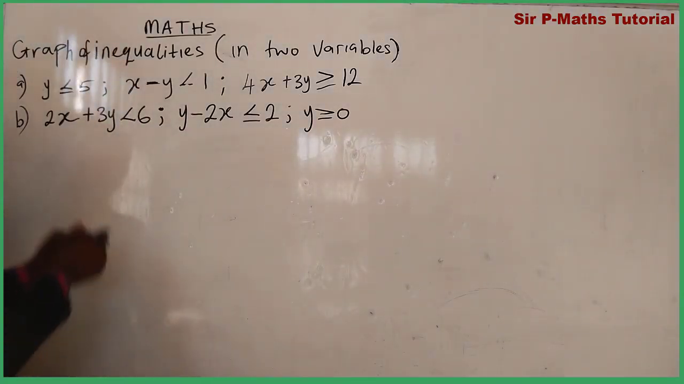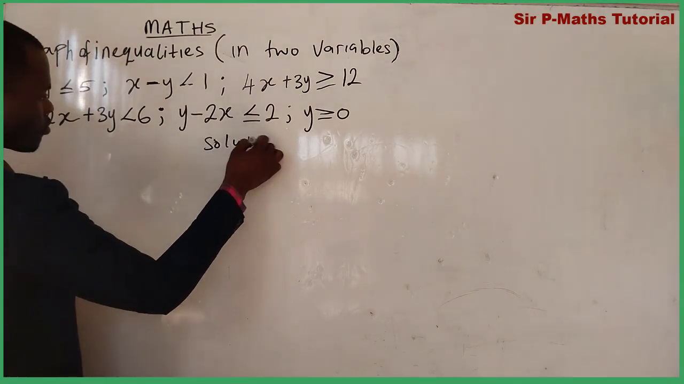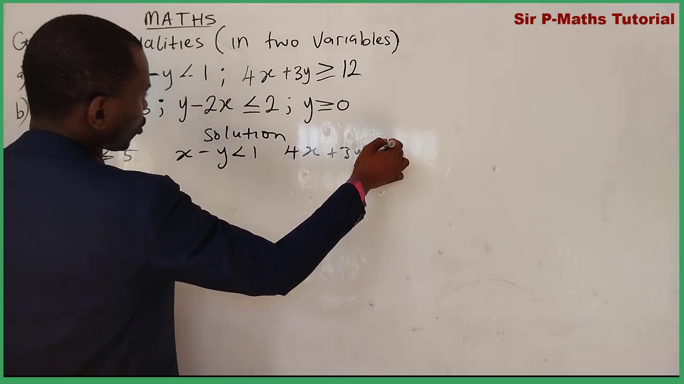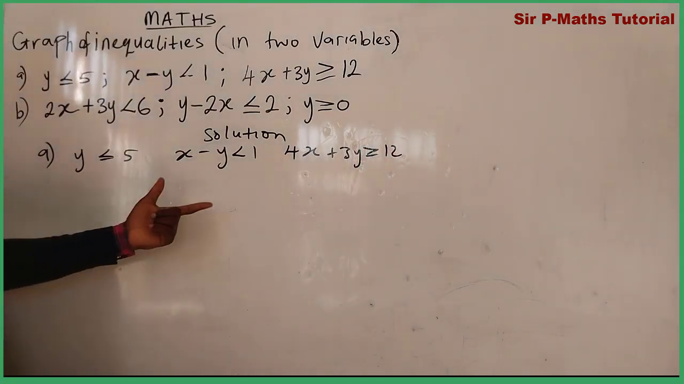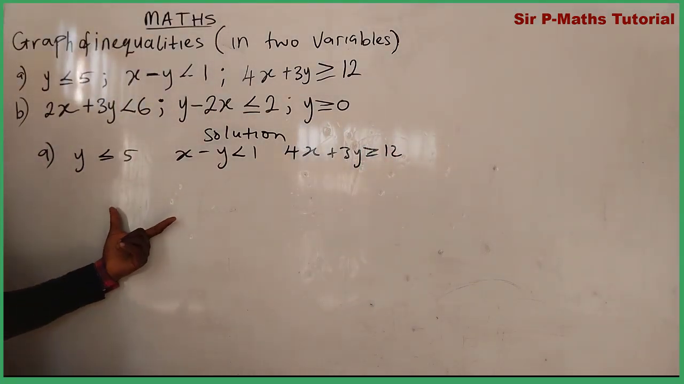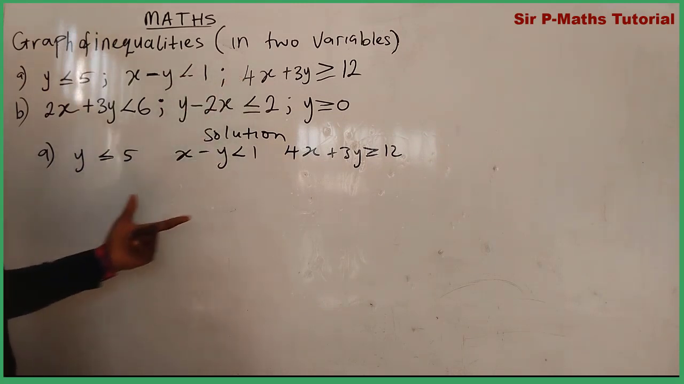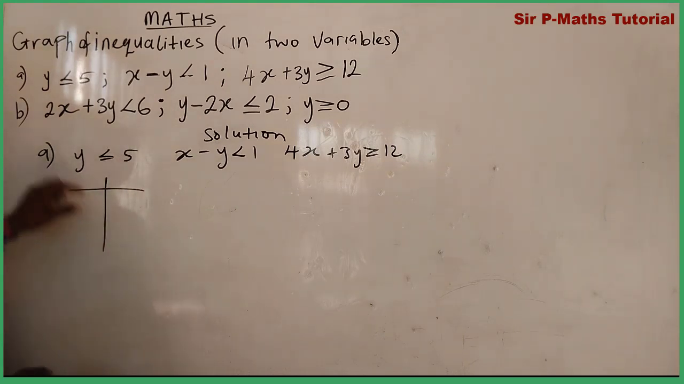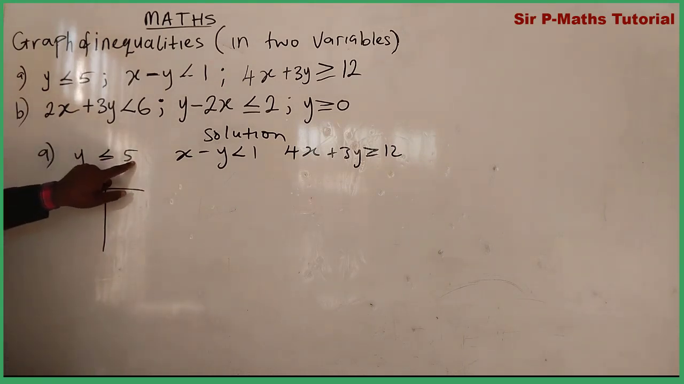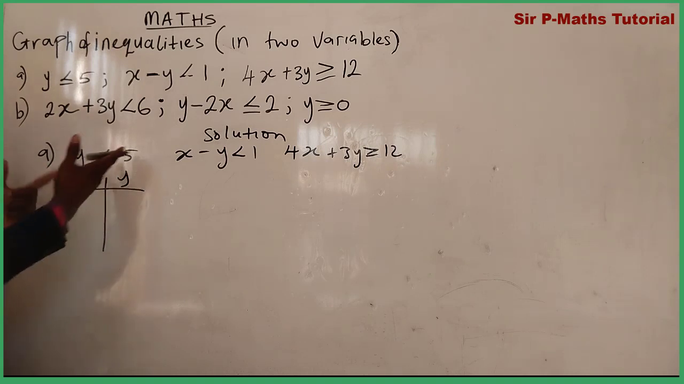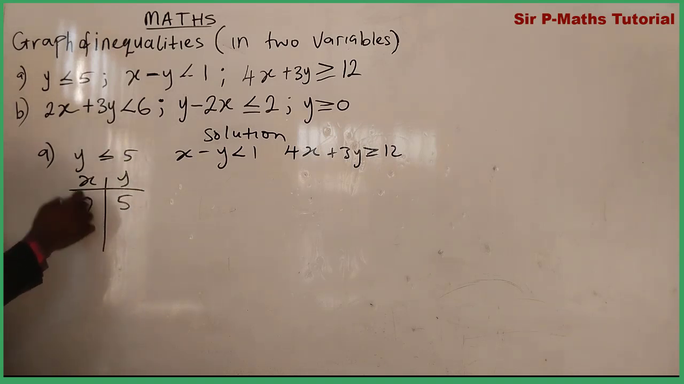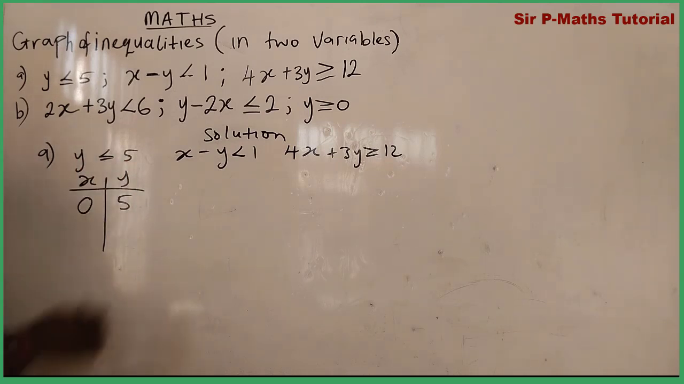Okay, to solve this question, solution. Let's take number 1 first, or equal to 12. I'll solve them individually, the same way we solve the graph of a linear equation. That is how we solve inequality. So I'll prepare a table for all of them. Now y is less than or equal to 5. That means I have a value for y which is less than 5 and no value for x because x is not represented here. Therefore x is strictly 0.